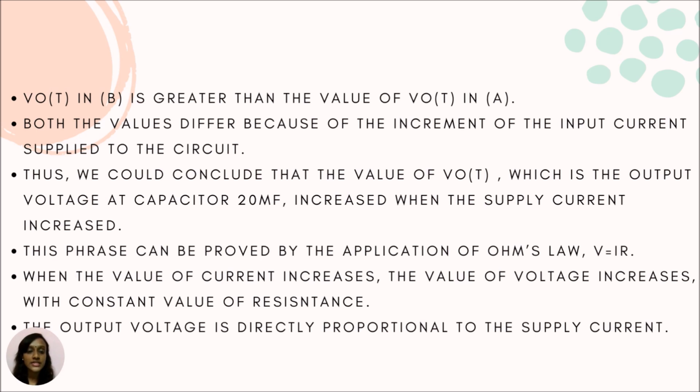This can be proved by the application of Ohm's law, which is V equals IR. From this equation, for a constant value of R, the voltage increases when the current increases. This is because the output voltage is directly proportional to the supply current. This is why the value of v0(t) that we get in B, which has the higher current compared to A, is greater than the value of v0(t) in A.